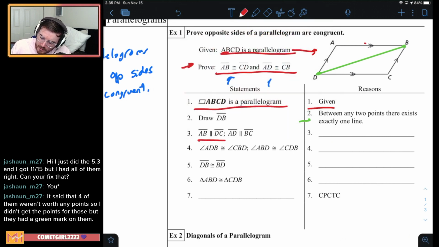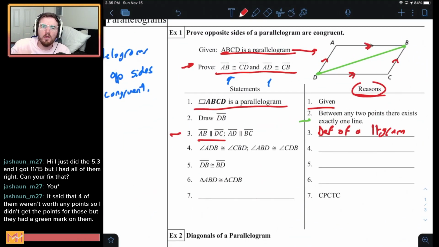AB is parallel to DC, and AD is parallel to BC. Why is that true? What is the reason? This is the fact, and this is the reason why that fact is true. Well, that's the definition of a parallelogram, okay? All those other facts that we've named, opposite angles congruent, opposite sides congruent, the diagonals bisect, those are just things that happen to be true. But fundamentally, why is a parallelogram a parallelogram? Because the sides are parallel. That's the definition of a parallelogram.